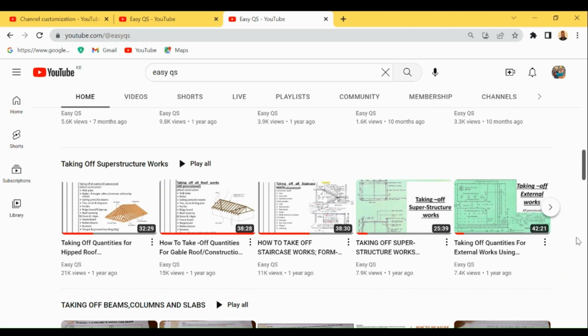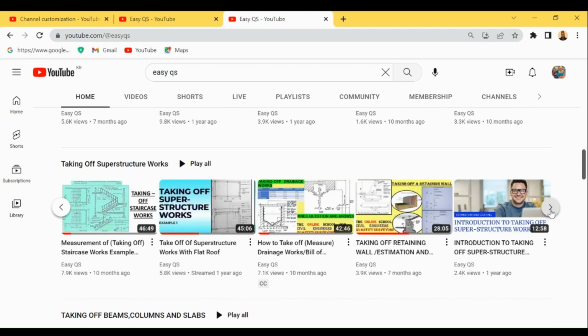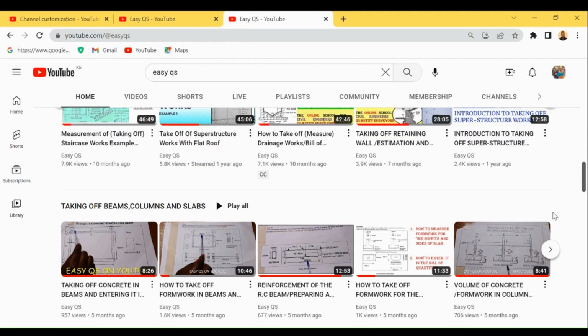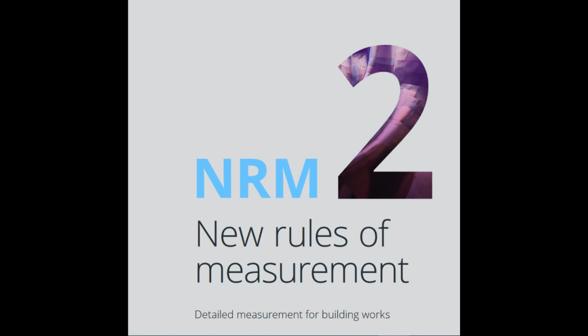In today's video, I'll be teaching you how to use the NRM 2 method of measurement to take off the substructure works. Kindly stay tuned.